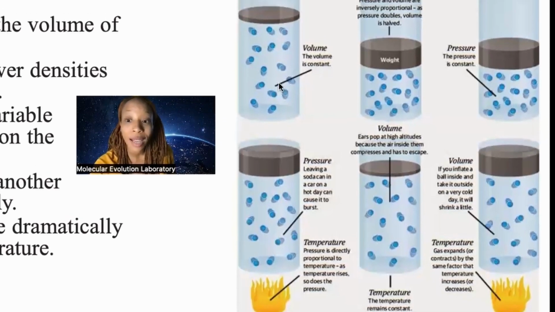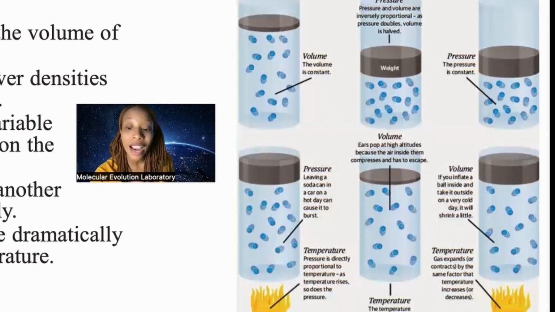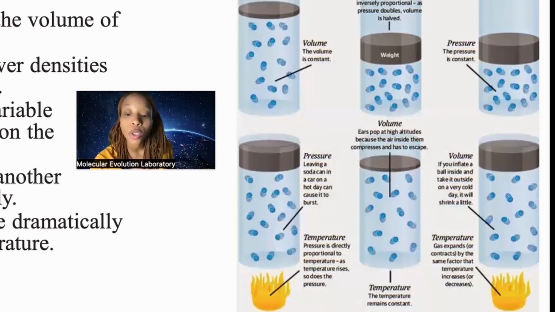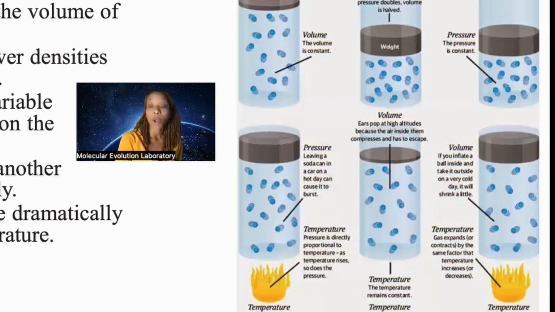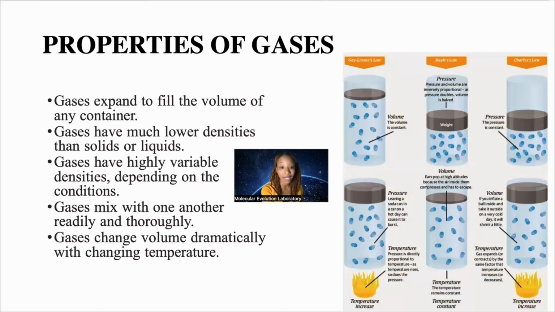In Gay-Lussac's law, volume is constant. This states that pressure is directly proportional to temperature. As temperature rises, so does the pressure. So again, properties of gases include that they occupy the volume of the container, they have lower densities, their density varies based on temperature and pressure, they mix with each other, and their volume changes dramatically with the change in temperature.